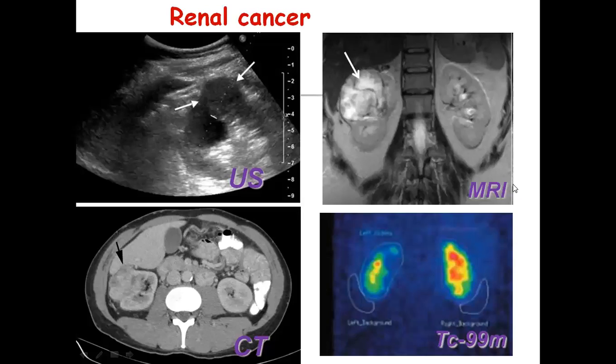Renal cancer, its presentation on ultrasound picture: a large tumor mass which is near a simple cyst. Here is the simple cyst in dark color, and here is tissue structure. This is fluid, and this is tissue in the tumor node.